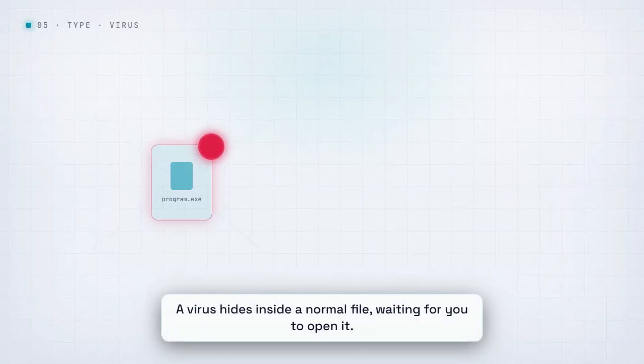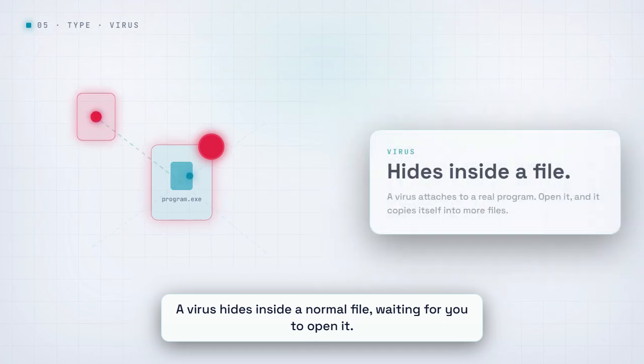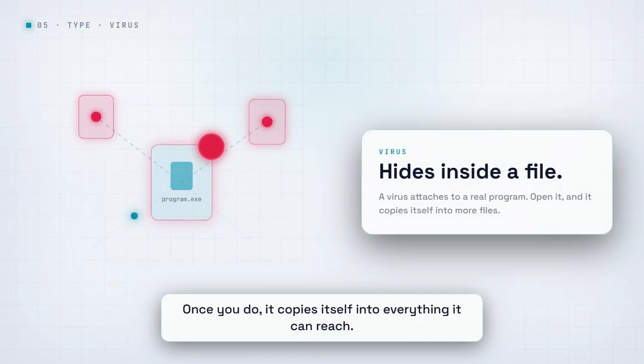The oldest type is a virus. A virus hides inside a normal file, waiting for you to open it. Once you do, it copies itself into everything it can reach, file after file after file.